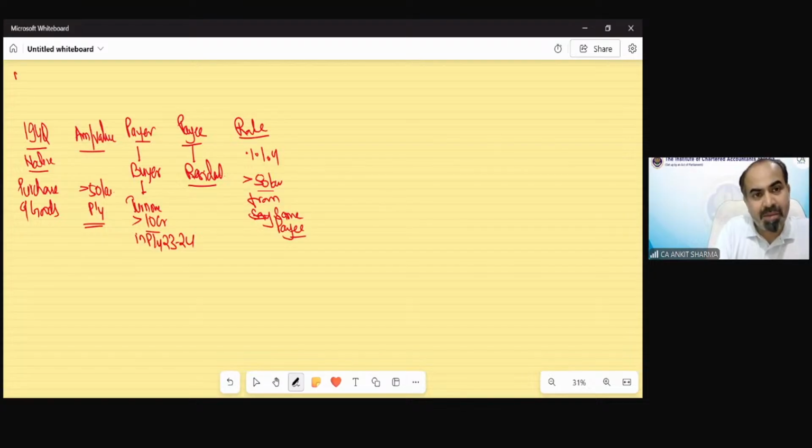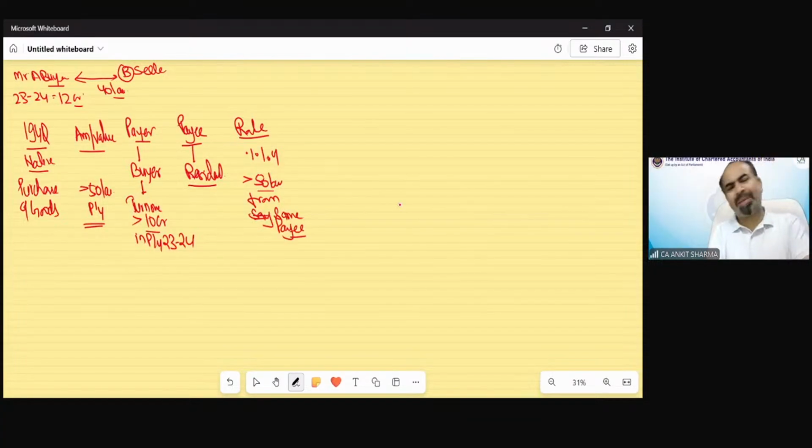So if Mr. A is a buyer, the section is easy. His turnover for previous year 23-24 is, suppose, 12 crore. He purchased goods from Mr. B. So B is the seller. In the previous year, 40 lakh rupees only. So there would not be any applicability of section 194Q. Why? Because it's less than 50 lakh. Suppose in December he purchased 40 lakh and in February he purchased 15 lakh more from the same person, B. If the 15 lakh is from C, again, no applicability. In February 25, he purchased 15 lakh. So that is 55.